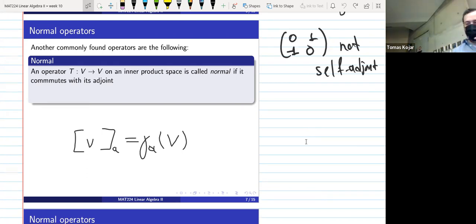Yes. Some bookkeeping. This notation. Make sure you remember it.